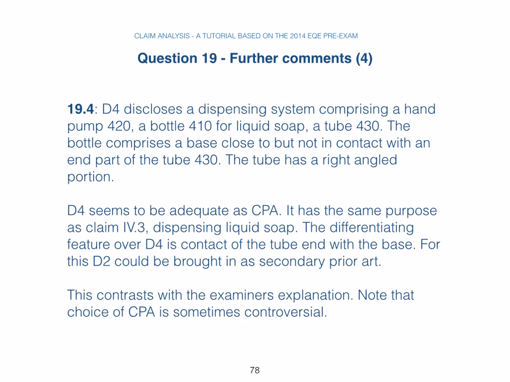It has the same purpose as Claim 4.3, dispensing liquid soap. The differentiating feature over D4 is contact of the tube end with the base. For this, D2 could be brought in as secondary prior art. This contrasts with the examiner's explanation. Note that the choice of closest prior art is sometimes controversial. Let's go to question 20.